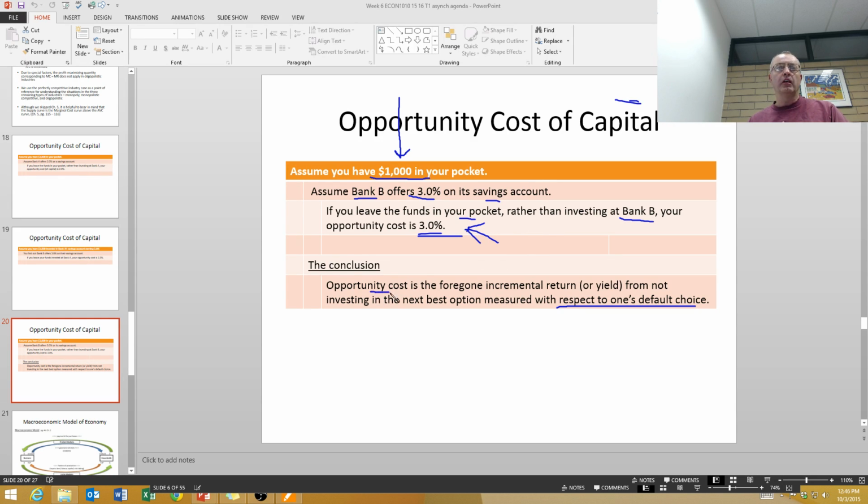So opportunity cost is the foregone incremental return or yield from not investing in the next best option, measured with respect to your default choice, which is simply, in this case, leaving the money in your pocket.